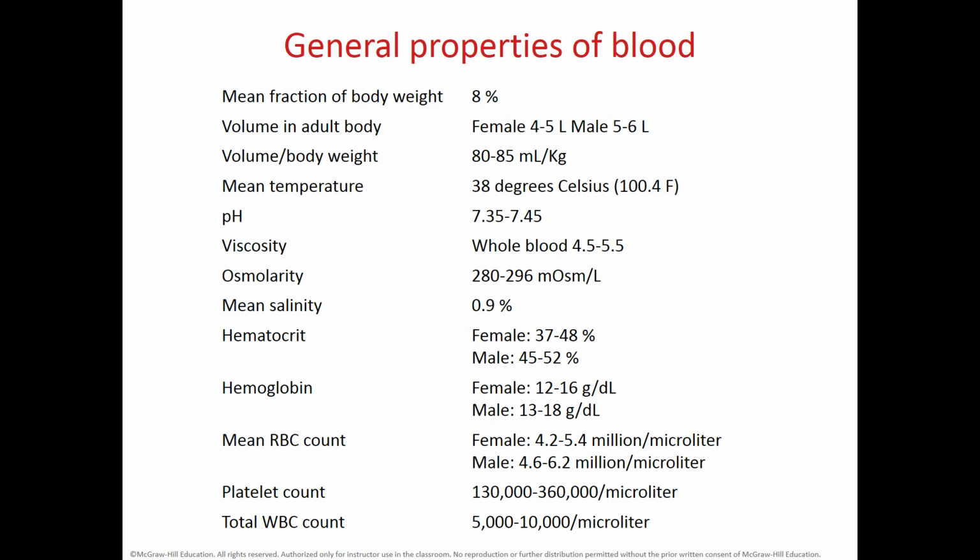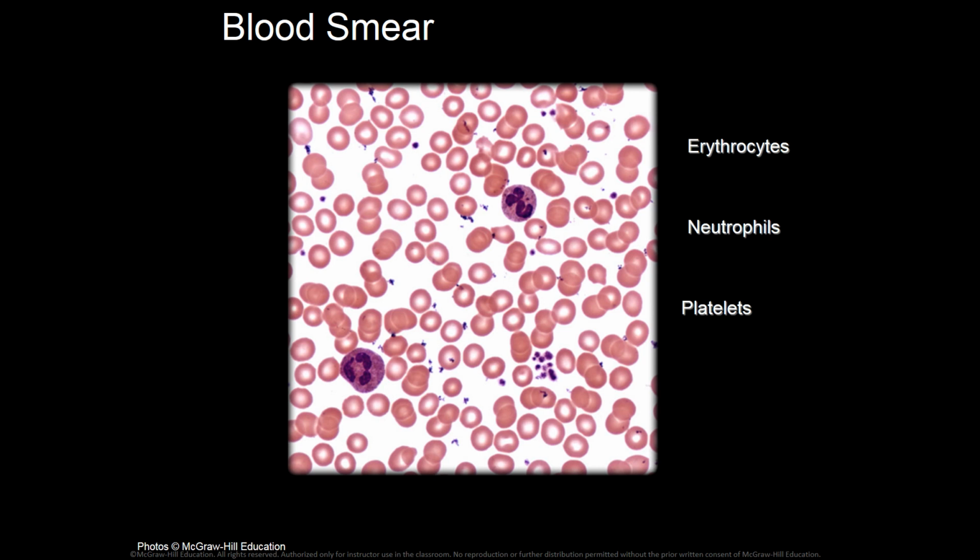The mean red blood cell count in females is less than males, so we have between 4.2 to 5.4 million red blood cells per microliter, and in males is between 4.6 to 6.2 million erythrocytes or red blood cells per microliter. Platelets, we have between 130,000 and 360,000 per microliter. The total white blood cell counts or leukocytes is between 5,000 to 10,000 per microliter.